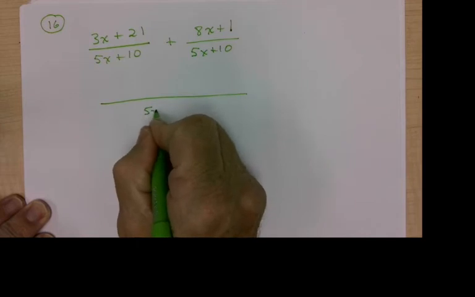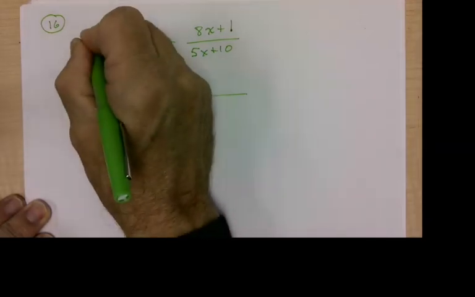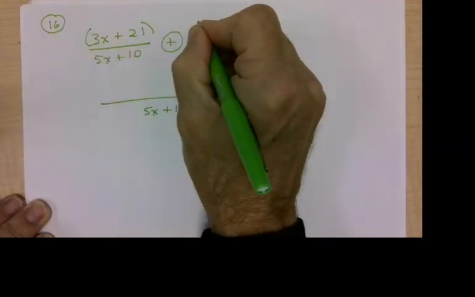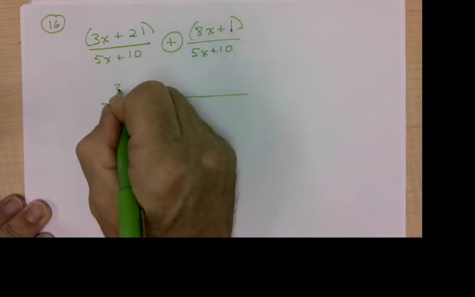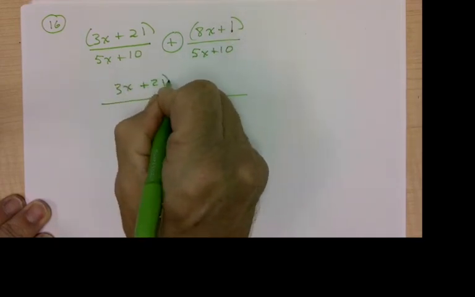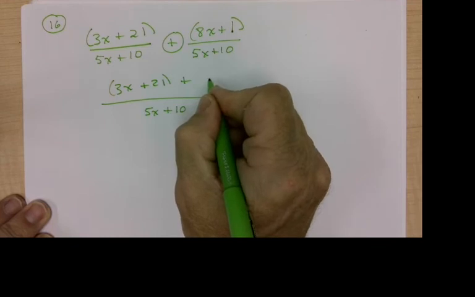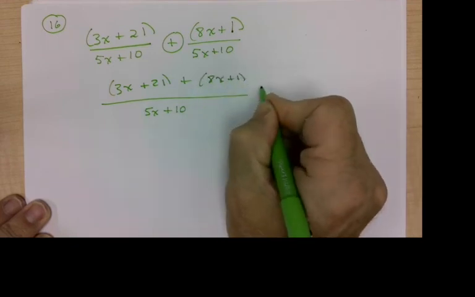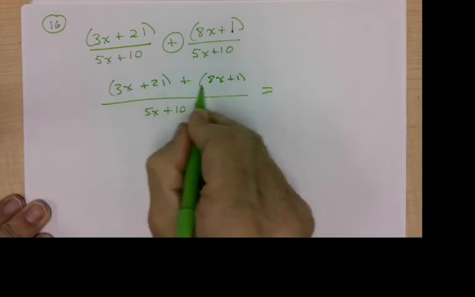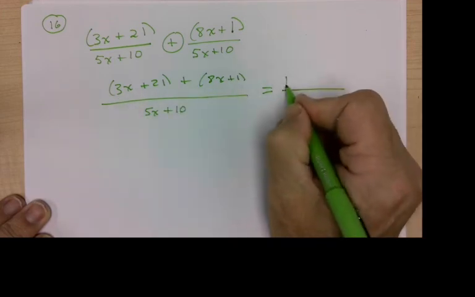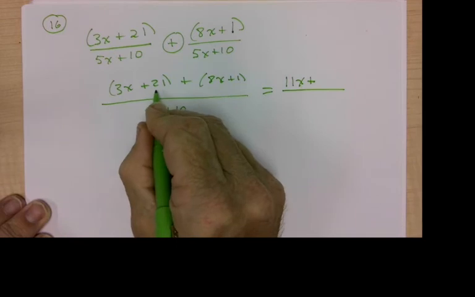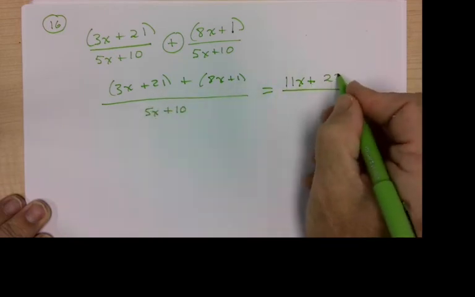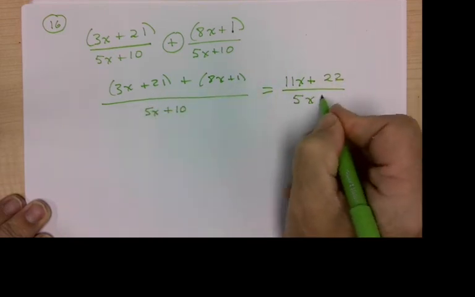We're going to express that with 5x + 10. We take this piece plus this piece. So I have 3x + 21 plus 8x + 1, which will give me what? 3x plus 8x is 11x, plus 21 plus 1 is 22, over 5x + 10.